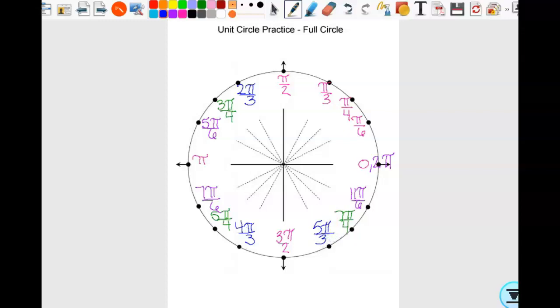What is the reference angle for 5 pi thirds? Shortest way back to the x-axis. What's the reference angle? Pi thirds, right? Didn't I go here and back up pi thirds? My reference angle is pi thirds. My reference angle for 5 pi fourths? Pi fourths, right?